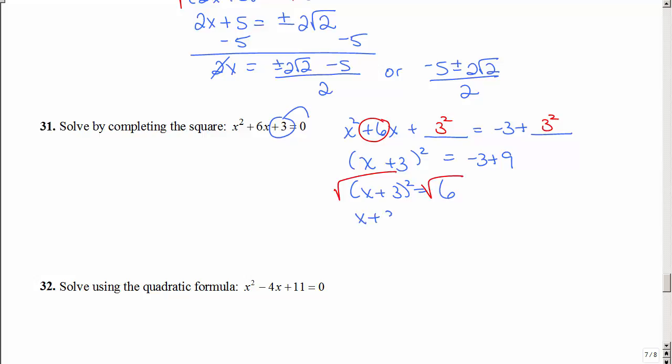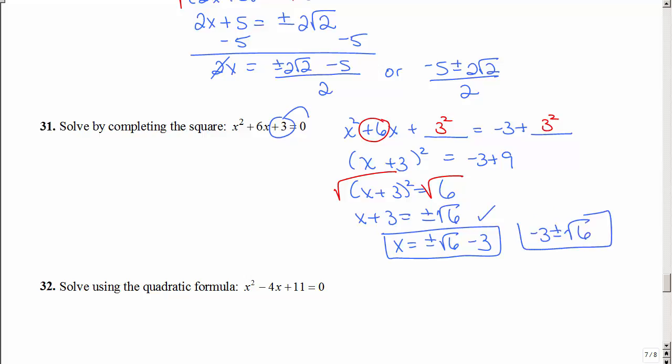So we have x plus 3 equals plus or minus the square root of 6. Can't simplify 6, so that just stays. And then I'm going to subtract 3 from both sides. And again, you could write your answer like that, that's perfectly legal. You could also write it like that. Either way, those are the answers to the question.